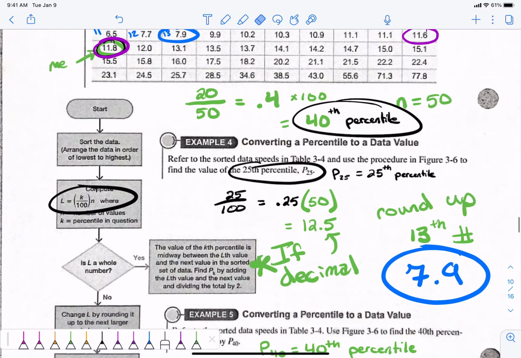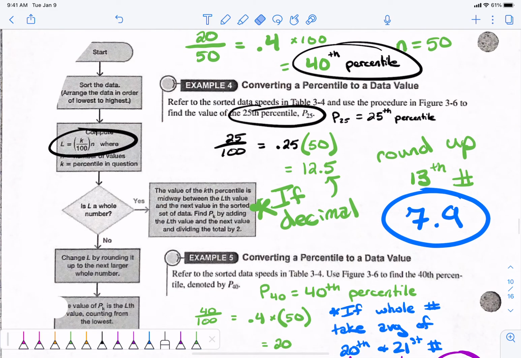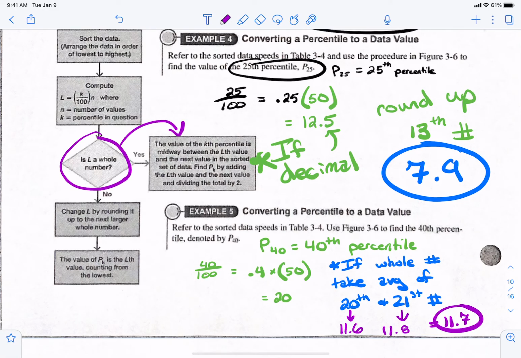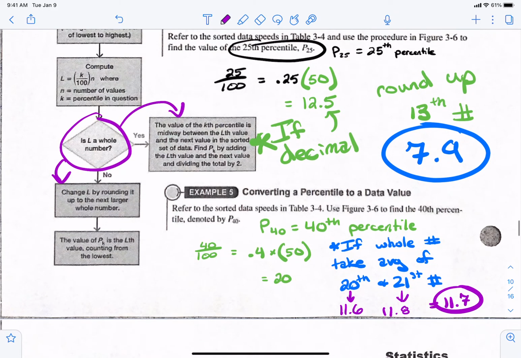All right, this is a little flow chart right here that says those exact things. It says, is L a whole number? If you look at this flow chart, yes, this is the rule. No, this is the rule. This is the flow chart for that, but it's going to be one of those two scenarios. Either it's a decimal number or a whole number. Make sense?